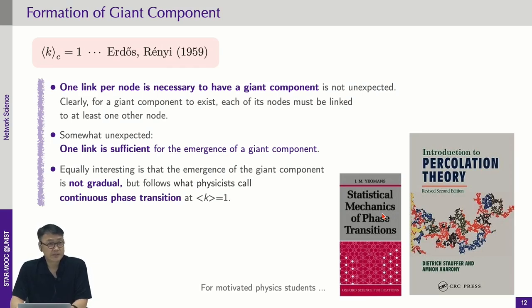The trivial part is that each node should have one link to be connected to the giant component, right? So the mean degree 1 makes sense. However, it is a bit of a surprise to see that one link per node is, in a sense, sufficient to form a giant component. And furthermore, the transition comes in an abrupt way, which physicists call a phase transition. I will stop here, leaving these references for motivated physics students.